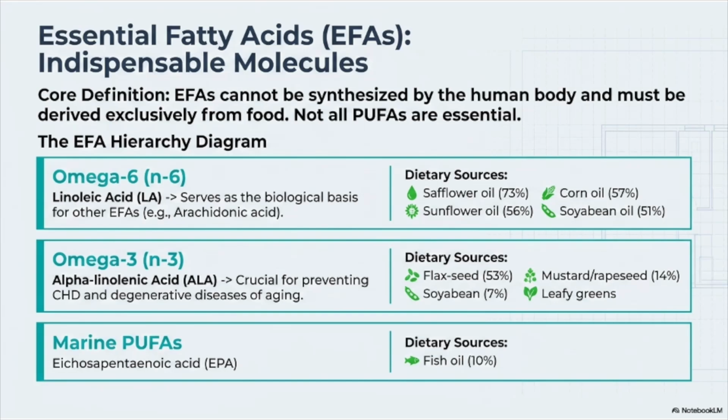Omega 3 or N 3 fatty acids are represented by alpha linolenic acid, which is crucial for preventing coronary heart disease and degenerative diseases of aging, and its dietary sources include flaxseed at 53%, mustard or rapeseed at 14%, soybean at 7%, and leafy greens. Marine polyunsaturated fatty acids, represented by eicosapentaenoic acid or EPA, are sourced from fish oil at about 10%.